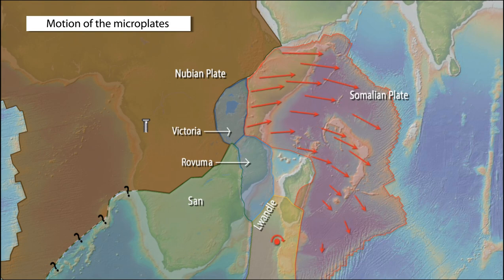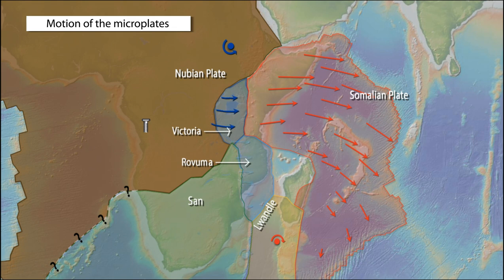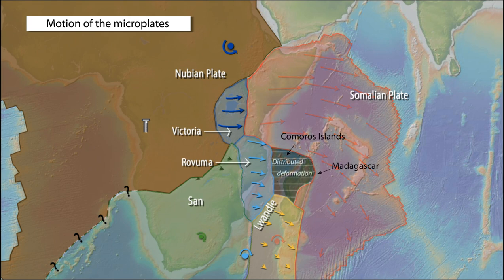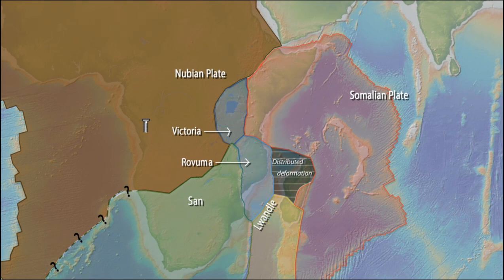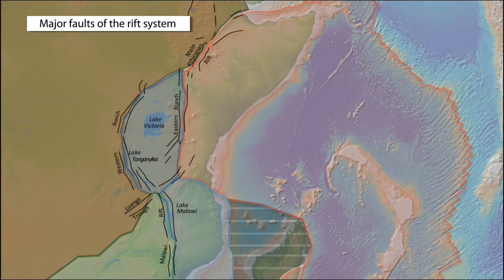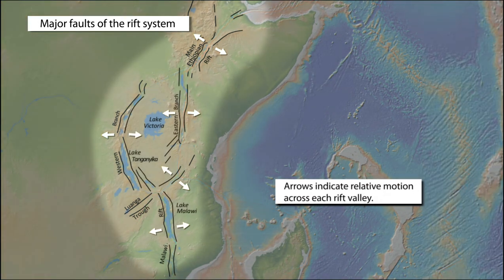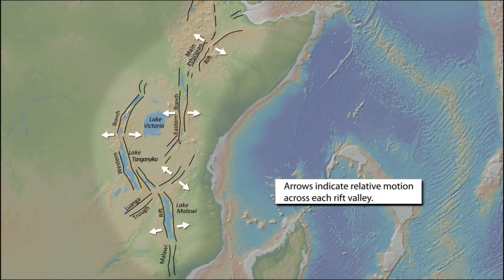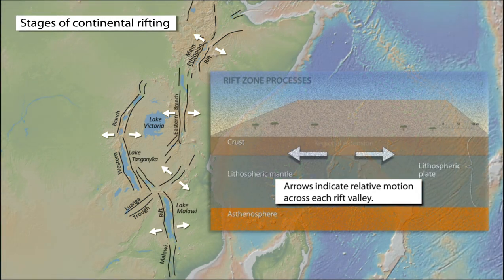In sequence, we can visualize the relative rotations of the Somalian Plate and the Victoria, Rovuma, and the Lwandle microplates with respect to the Nubian Plate. In addition, there is a slowly moving Sun microplate in southern Africa and a zone of distributed deformation in northern Madagascar and across the Comoros. These plates are internally rigid, but are in relative motion, so faults and resulting earthquakes are concentrated along their boundaries. The East African Rift system extends for thousands of kilometers, but the style and rate of the rifting varies along that length.